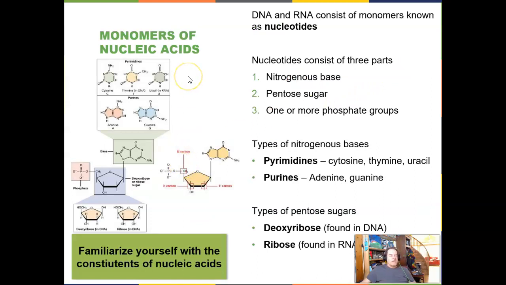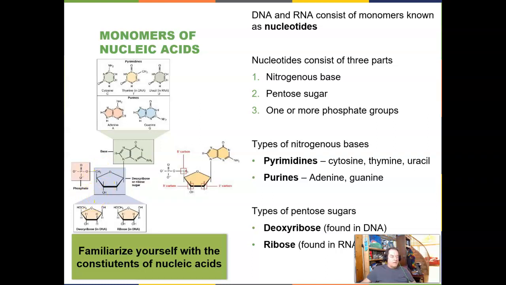When we look at nucleic acids, there are three pieces to each nucleic acid. There is a phosphate group, there is a pentose sugar, a ribose sugar. Ribose is an example of a pentose sugar.